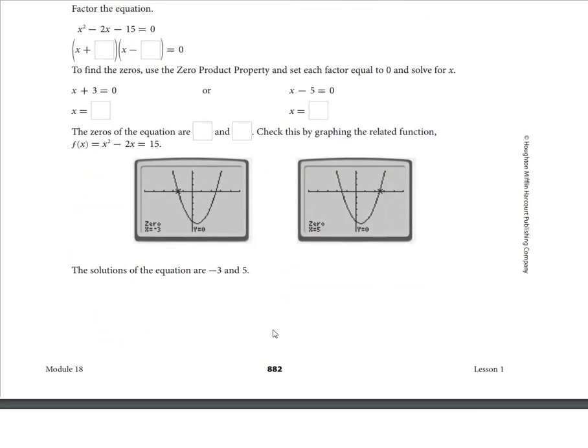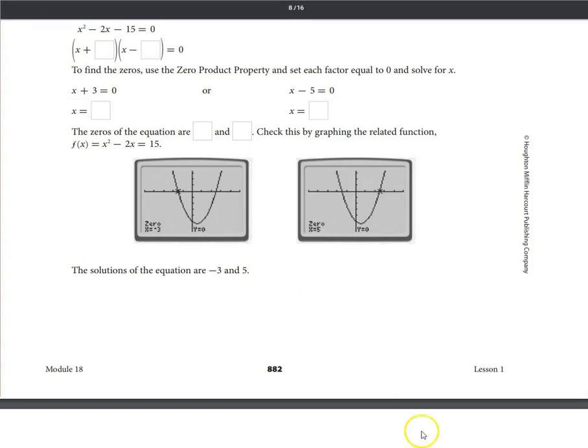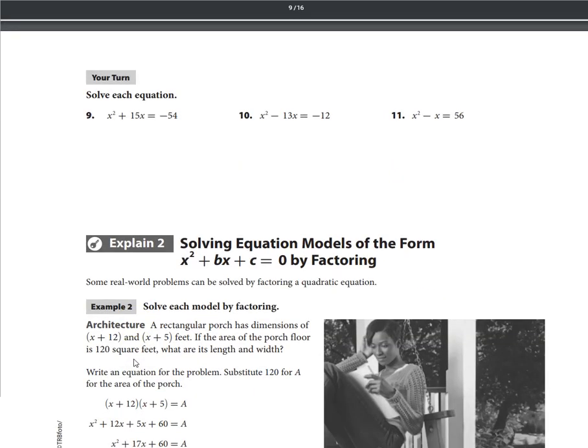And so then we can use that zero product property to say that if x plus 3 times x minus 5 is equal to 0, then either x plus 3 has to equal 0 or x minus 5 has to be equal to 0. In order for x plus 3 to equal 0, x has to equal negative 3. In order for x minus 5 to equal 0, x would have to equal a positive 5. You can see that they confirm that by graphing, and we definitely use Desmos to do that kind of confirmation. All right, and so that is about it.